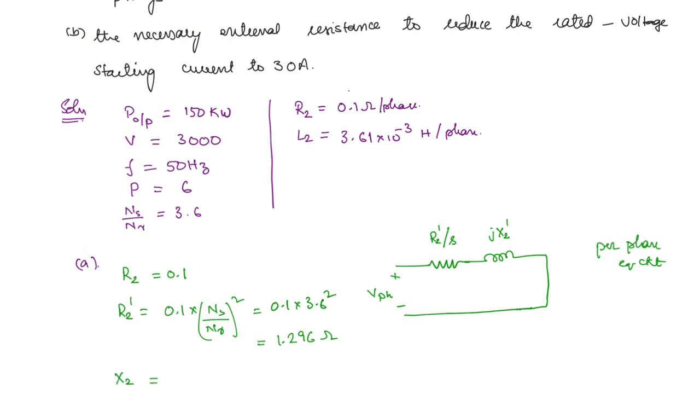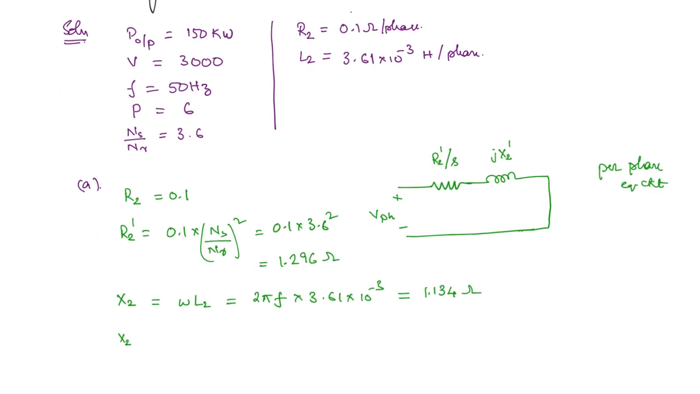What about X2 dash? First we will find X2 because X2 is not given. What will be X2? It will be omega times L2. Now omega is 2 pi f into 3.61 into 10 to the power minus 3. Frequency is given as 50 Hz. So this, if you calculate, you are going to get 1.134 ohms. Okay, so these are all per phase parameters. Now we have to calculate referred to the stator side. So this is going to be 1.134 into 3.6 square, NS by NR whole square. Okay, so this you are going to get 14.698 ohms. So now we know the parameters.